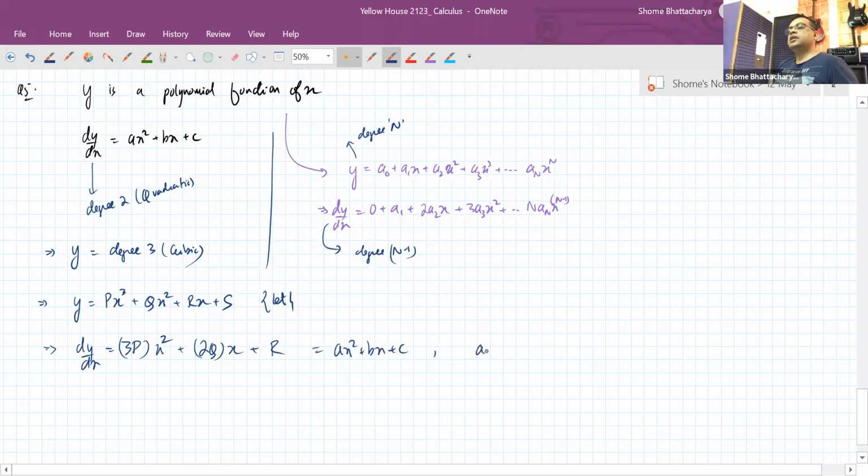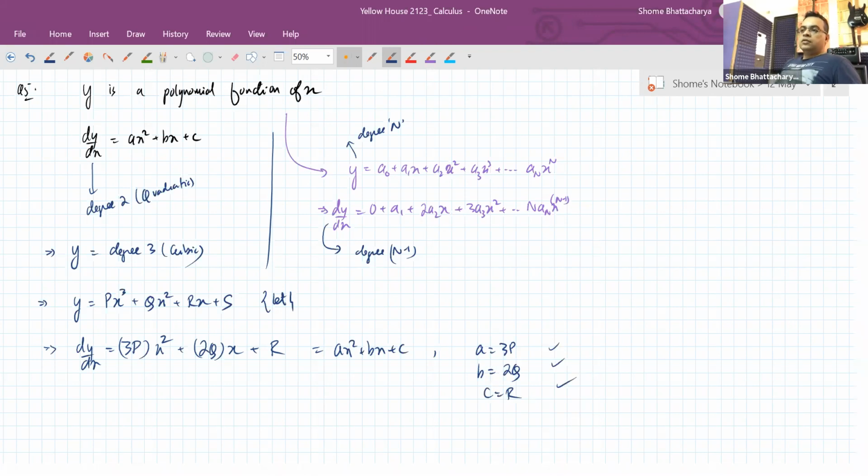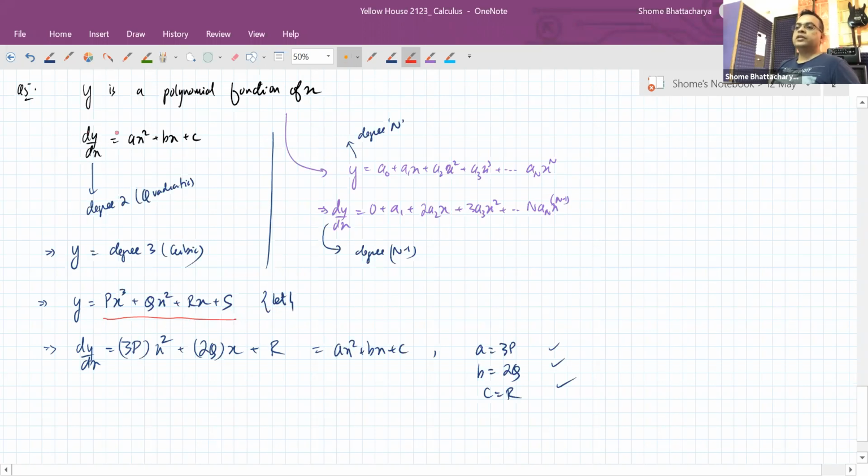So we understand that A should be the quantity 3p, B should be the quantity 2q, and C should be the quantity r. So we have assumed the function to be having coefficients of x cube, x square, and x like this. Okay, how we know that it's a degree 3 polynomial? Because it's given to us that this is quadratic. This is given. So therefore we conclude that y must be cubic.